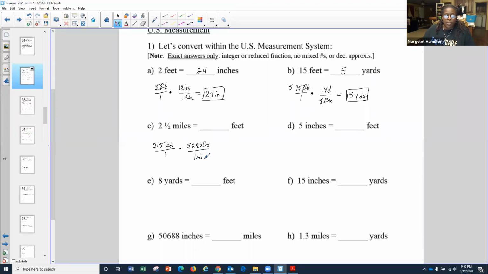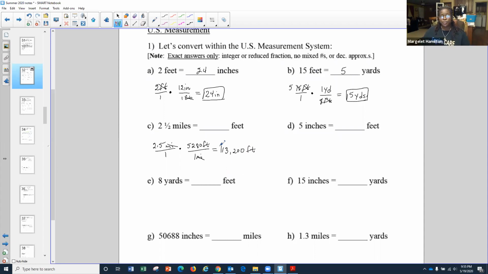Now we can cancel out our miles, and we can't cancel out any numbers. So we multiply across. We see here that we need our calculator. So when we multiply, we get 2.5. Make sure you put that decimal number in there, times 5,280, and that is going to give us should be a nice number, and it should be 13,200 feet.